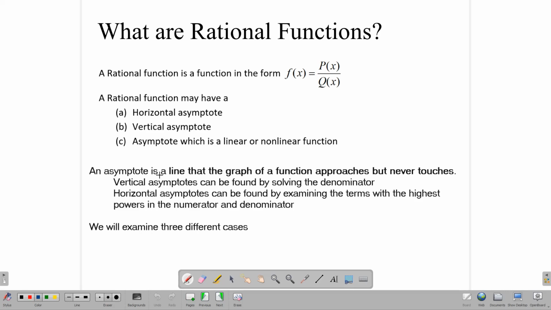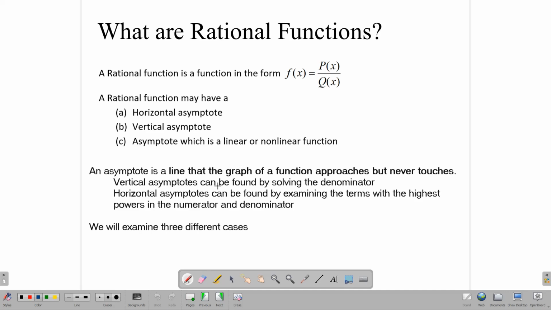An asymptote is a line that a graph of a function approaches but never touches. And these are peculiar to rational functions. That is, they only appear in rational functions. And they are very, very important to study.